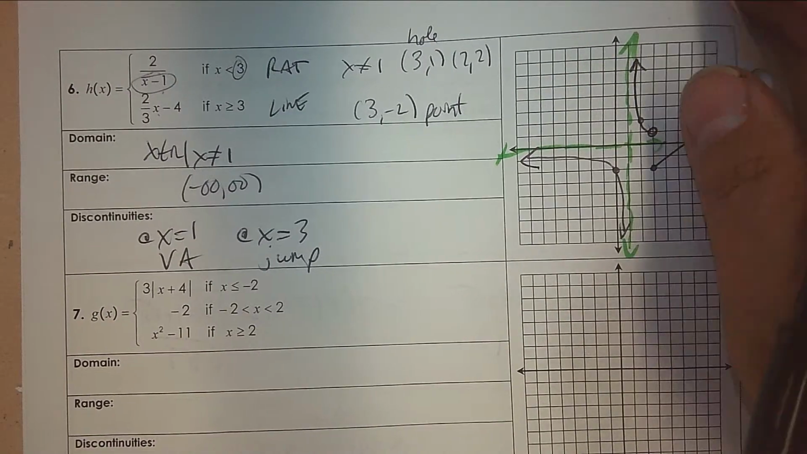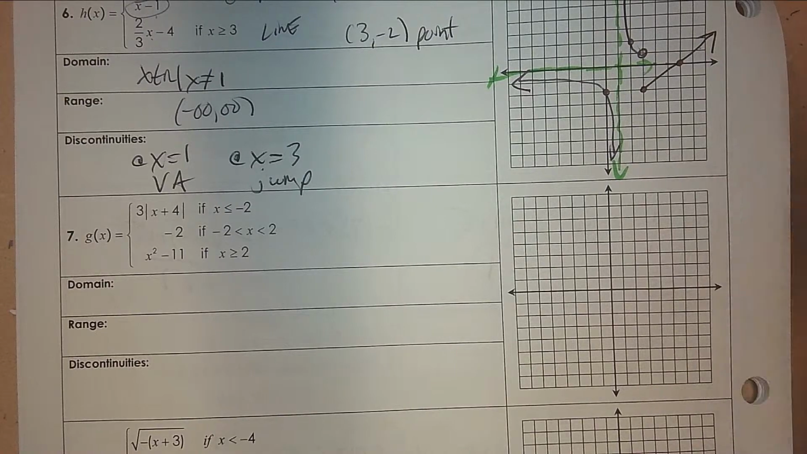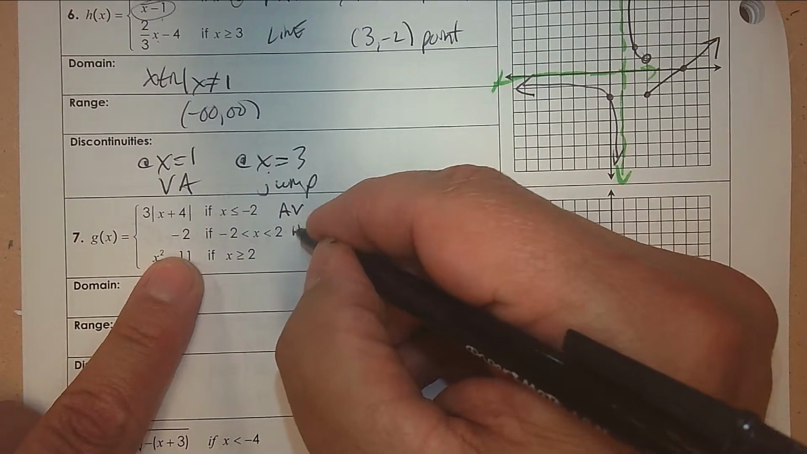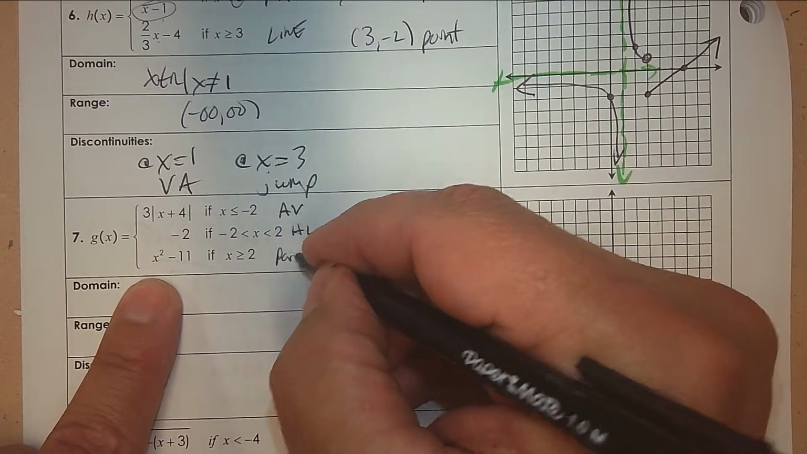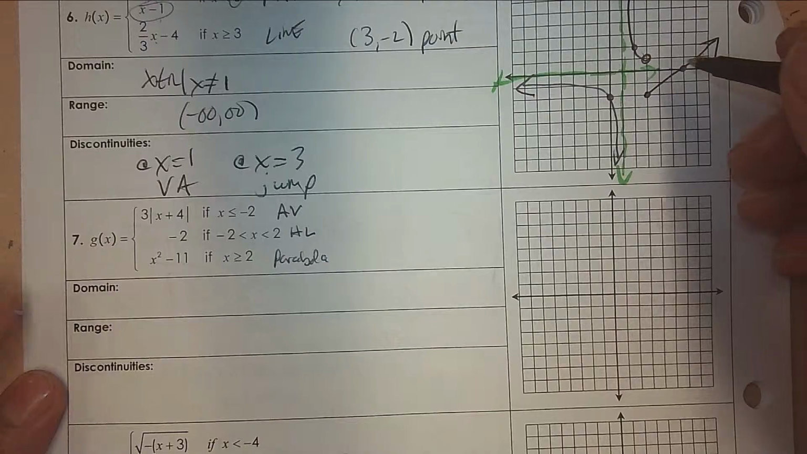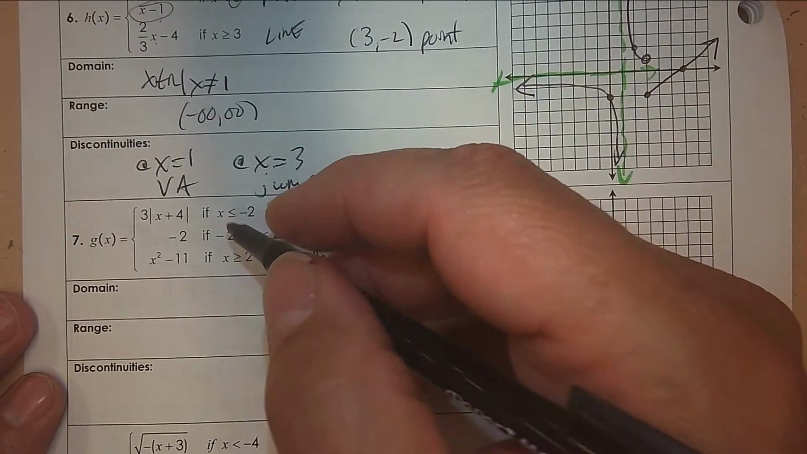Number 7. 3 pieces. So the first one is an absolute value. The next one is a horizontal line. And then the bottom one is a parabola. So it's good to at least know what each piece looks like first. Doesn't matter really. Start with the top piece, negative 2.